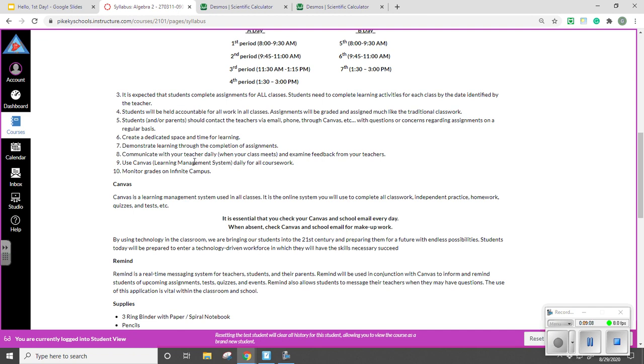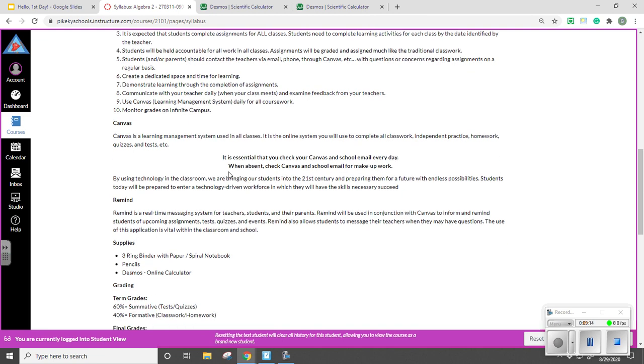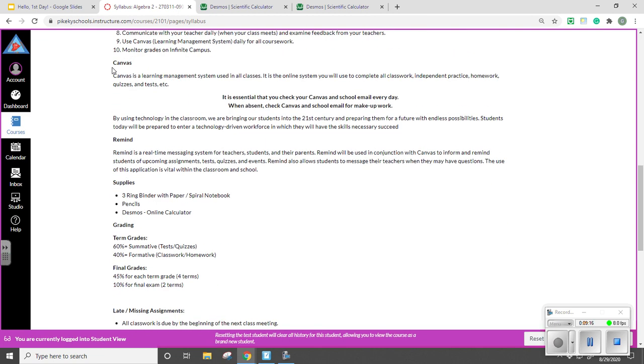Use Canvas for our daily classwork. We know that one. And monitor your grades on Infinite Campus. So you all already know quite a bit about Canvas. You've had a chance to go through there and learn about it, but it is essential that you check your Canvas and school email every day. And when absent, check Canvas and school email for any makeup work that you may have.